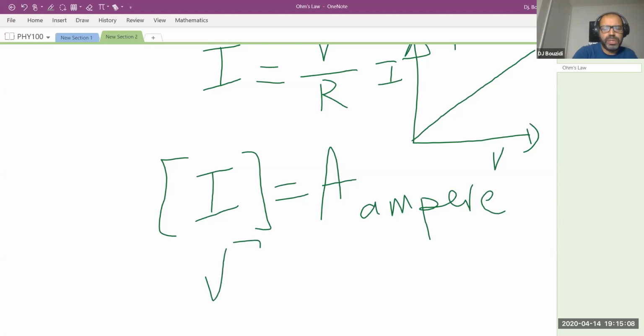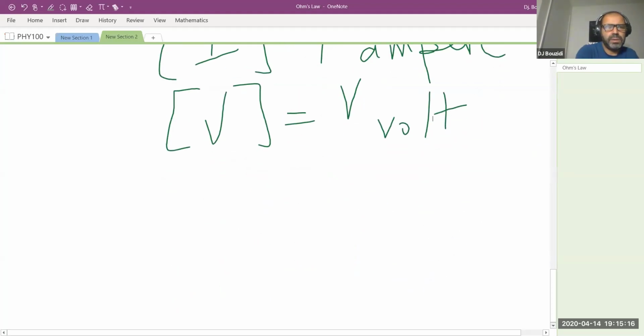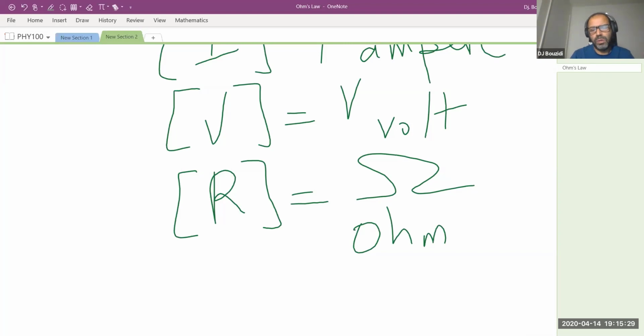The voltage is measured in volts, actually. And the resistance R, you're going to use the unit for it, which is the ohm. This is the symbol for it, the capital omega, which is the Greek letter, and it's called ohm, okay? So basically, those are the units.